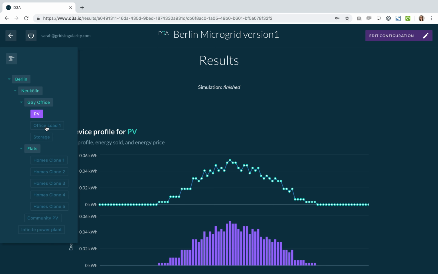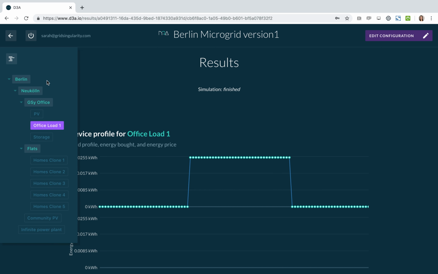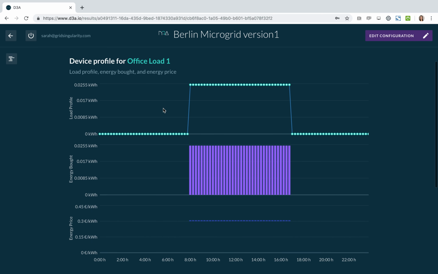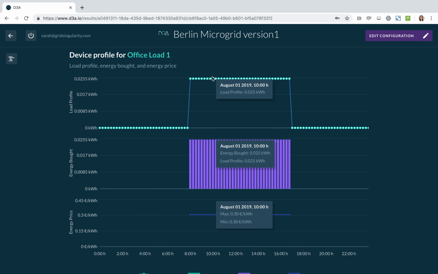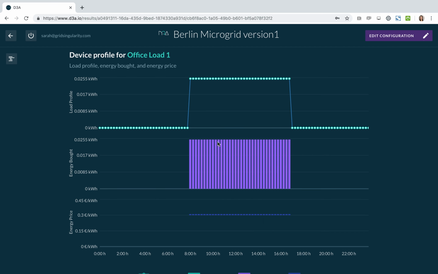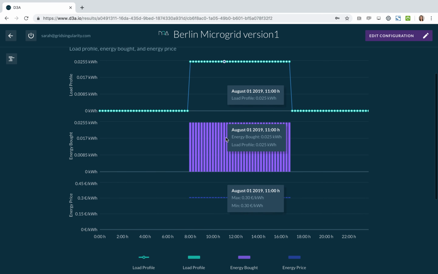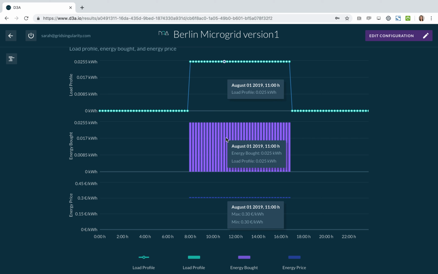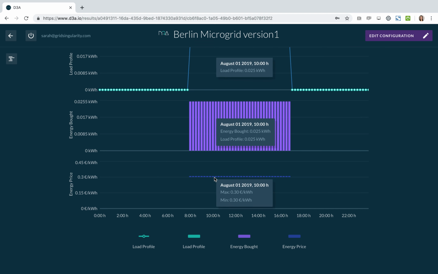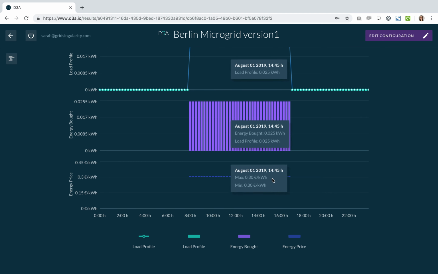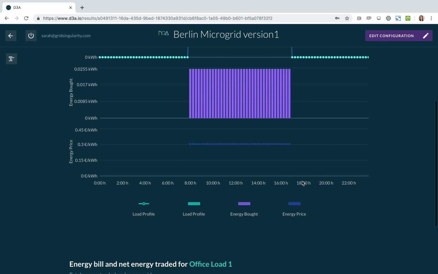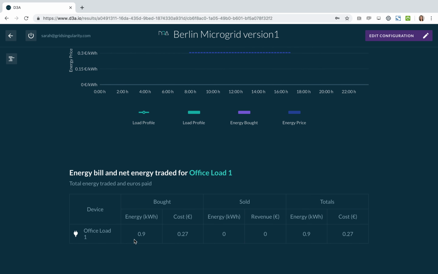So going over to the load, here we can see this is a very simple load. So the profile is basically on or off. So you can see it's on here. And the energy bought and the load profile are plotted on top of each other. So in this case, this load was able to buy exactly according to its profile, which is the desired behavior. So we see no difference. And this load purchased power at 30 cents per kilowatt hour across the time of its buying. And then here we can see the summation of its energy bill for one day.